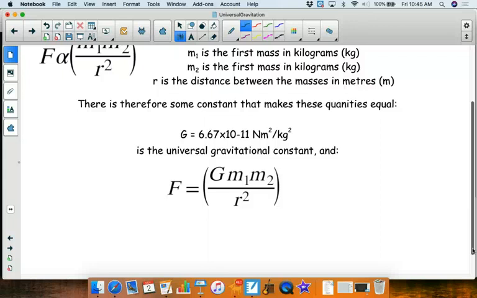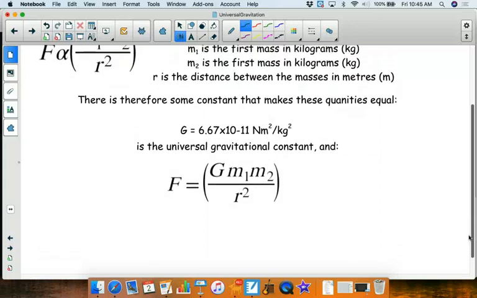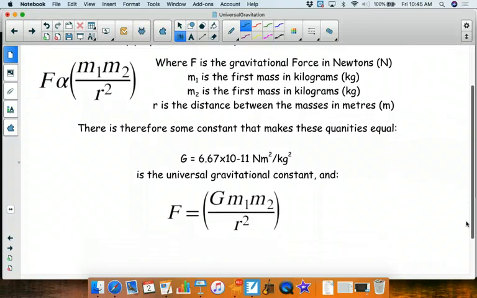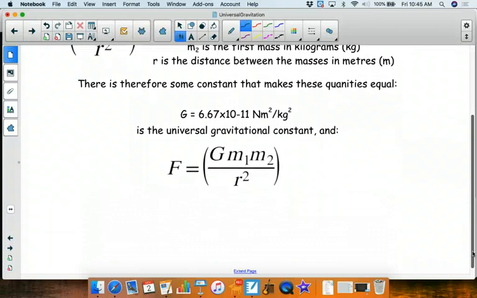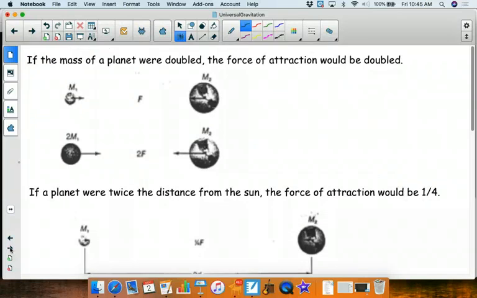Okay? So you're going to be using this equation a lot. You're going to be using this constant a lot. So get used to them. Any questions on that? All right. So what does that say?